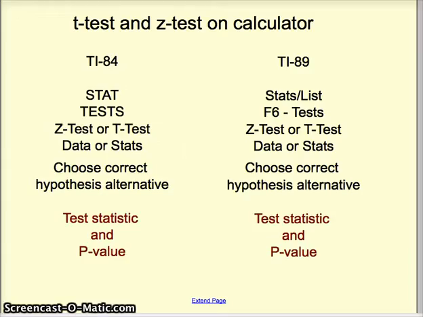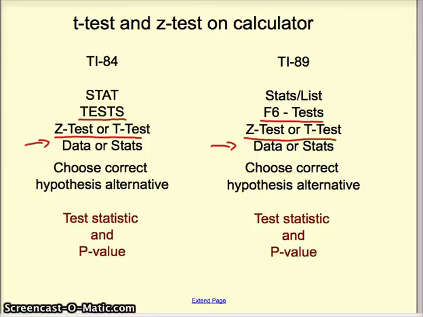Now lastly, you should take some time and do this right now. Go to your calculators. You actually have t-tests and z-tests on your calculator. For the 84s, it's under tests. For the 89s, it's under F6 tests. And again, you'll see z-test and t-test. You'll see the same data or statistics choice when you get in there. So if your data is all in a list, you're going to use the data option. If you have the details you need, X bar and sigma, X bar and S, you use the stats.